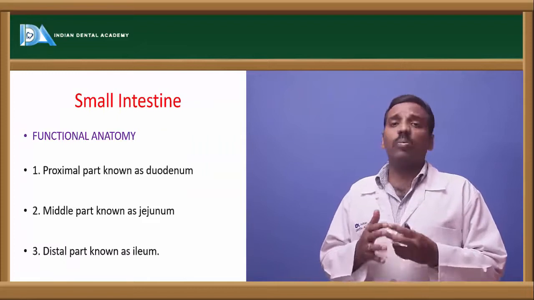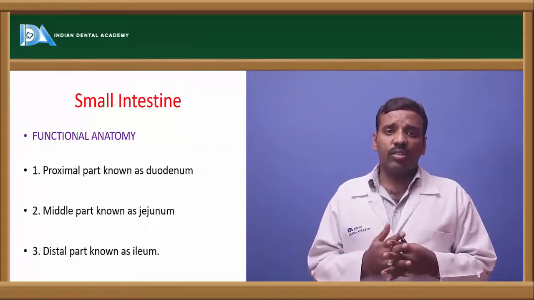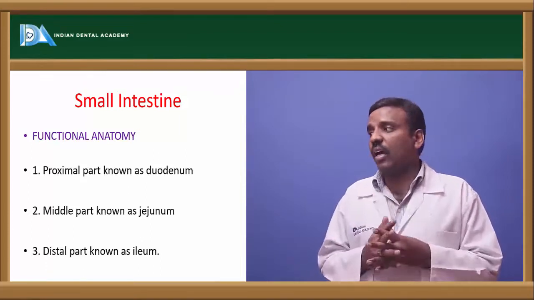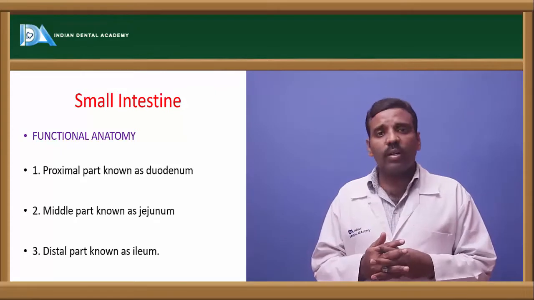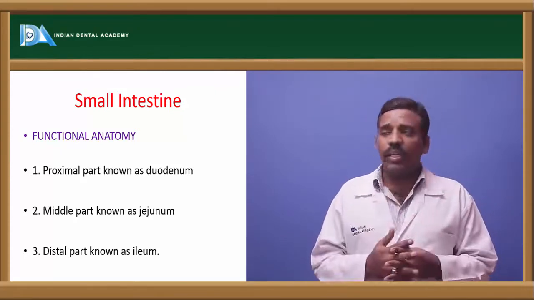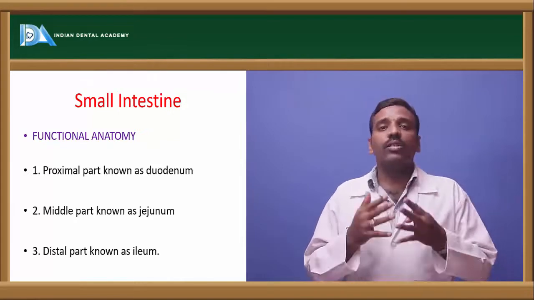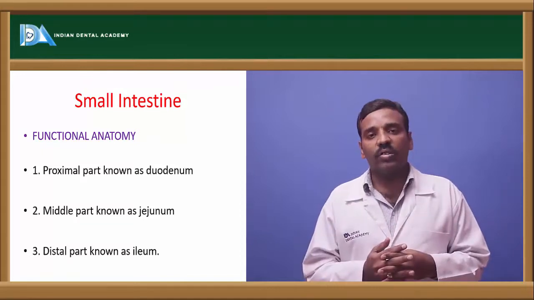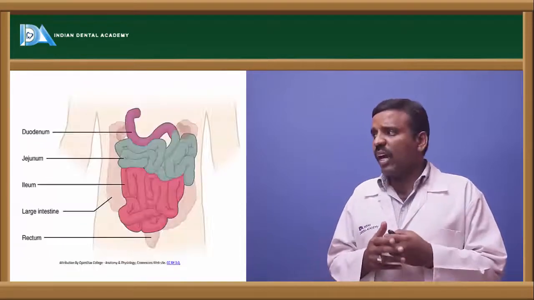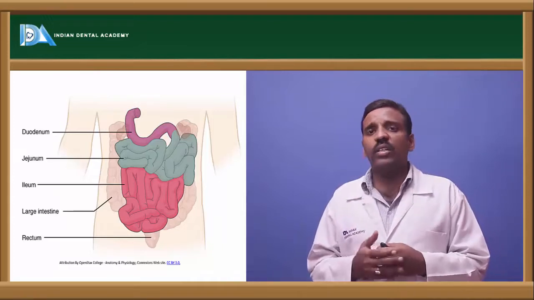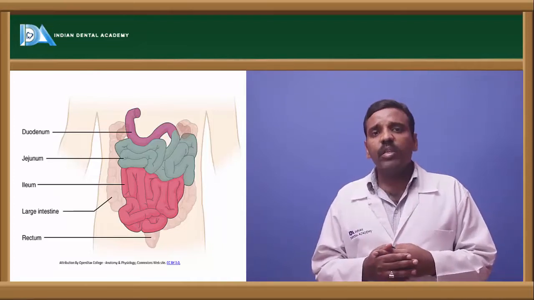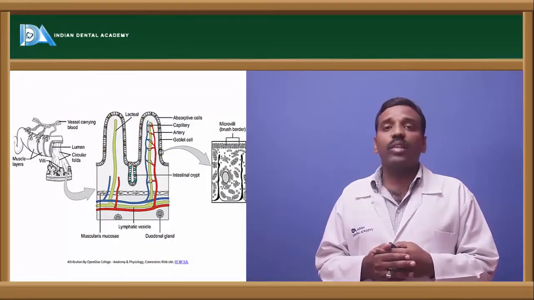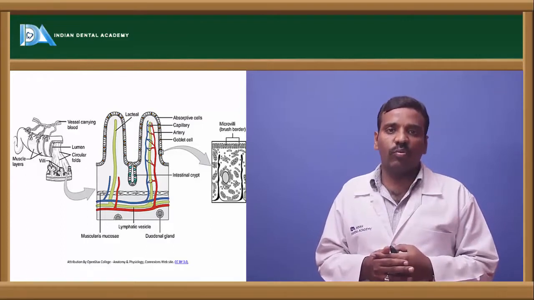And next is the small intestine, another organ in the digestive system. In the functional anatomy of the small intestine, three parts are present. The proximal part is called the duodenum, the middle part is called the jejunum, and the final or distal part is called the ileum. So duodenum, jejunum, and ileum are the three structures present in the small intestine.